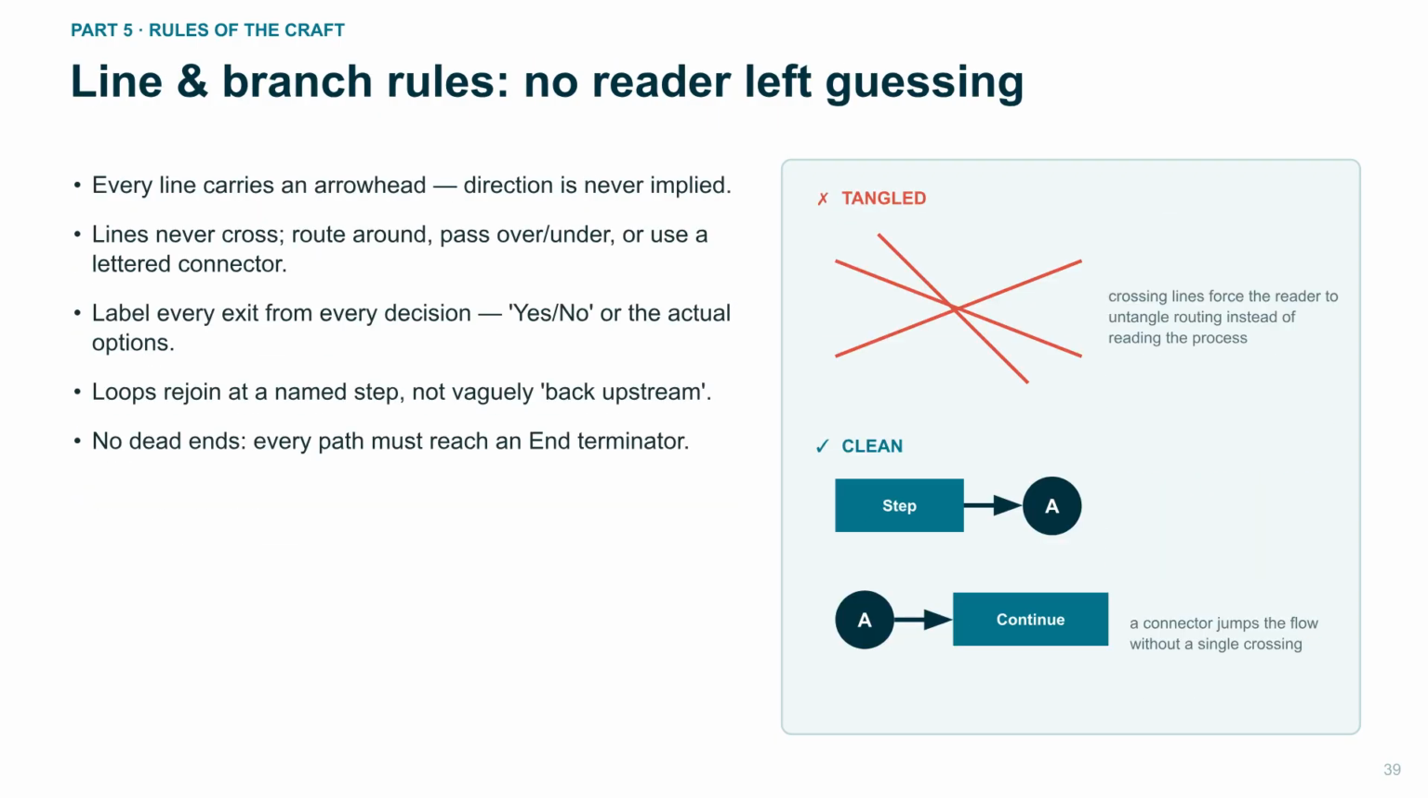When it comes to lines, never leave the reader guessing. Every line needs an arrowhead, and lines should never cross. Use connectors to jump across the page, and always label every branch coming out of a decision diamond.